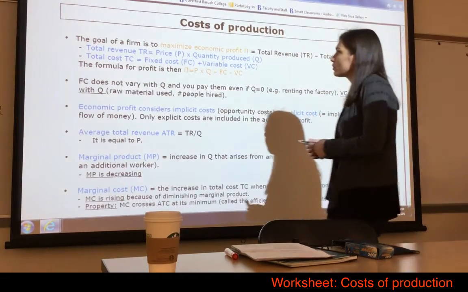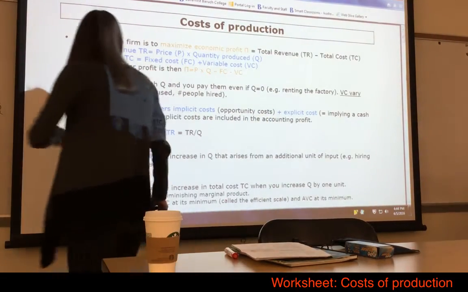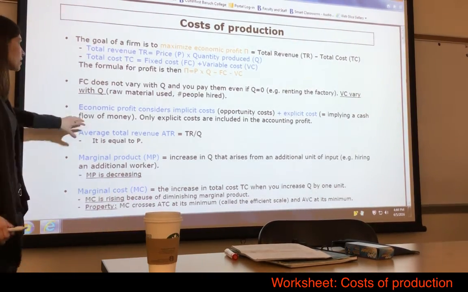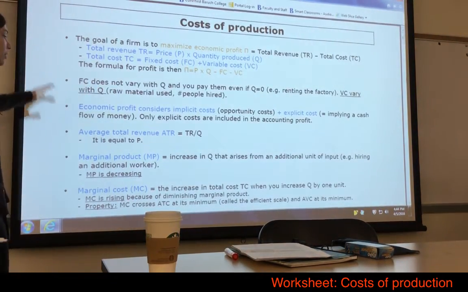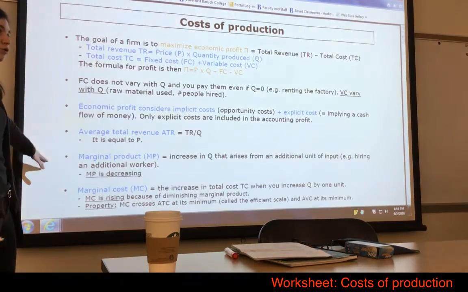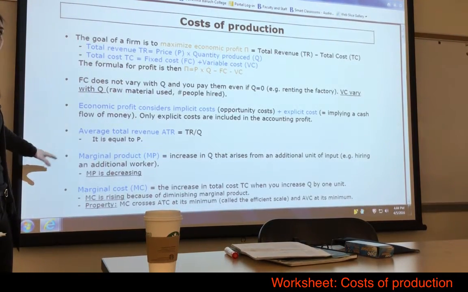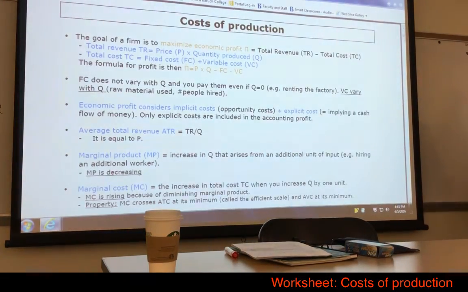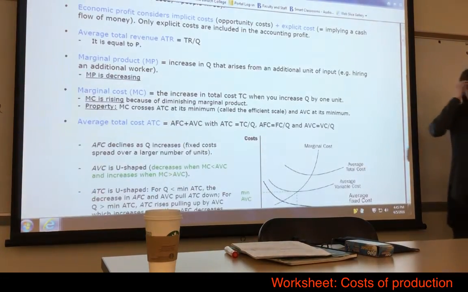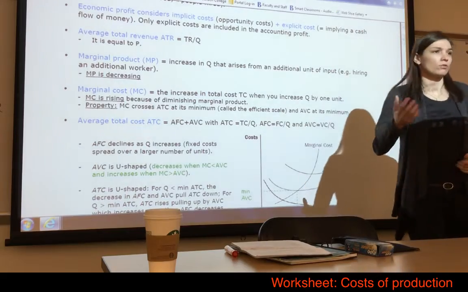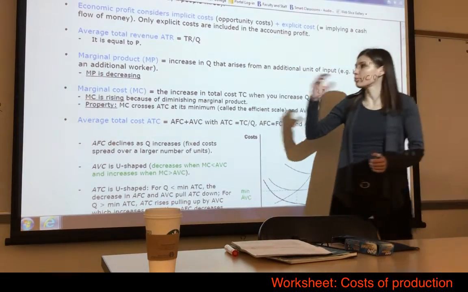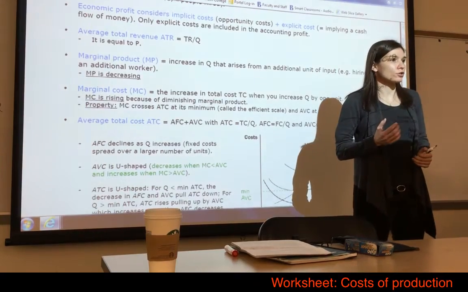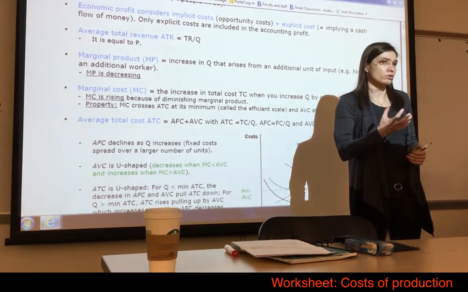All right, so when we talk about revenue and costs, all of those have an average form, right? So when you divide them by the quantity, you get the average total revenue, the average total cost, average variable cost, and average fixed costs. And we also have what is called marginal, well, marginal means additional, right? Marginal cost would be the cost that each additional unit of production is adding to your total cost.